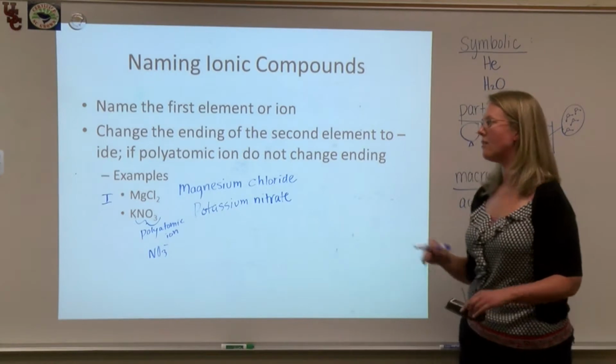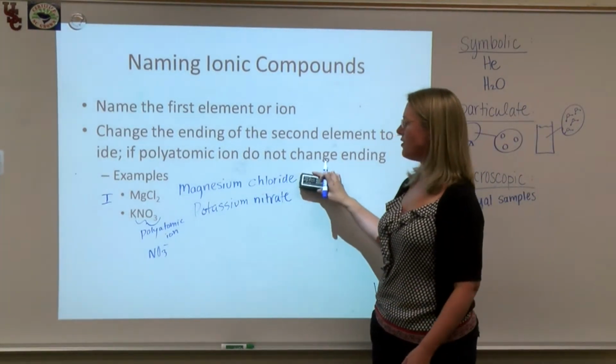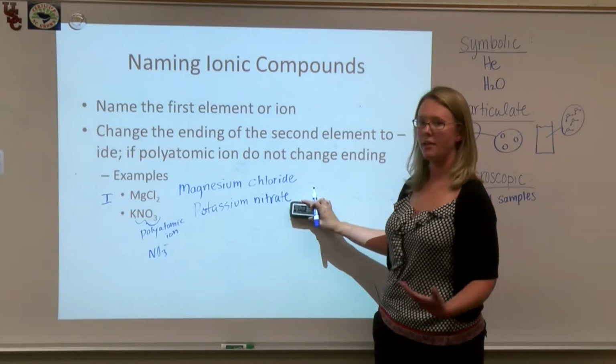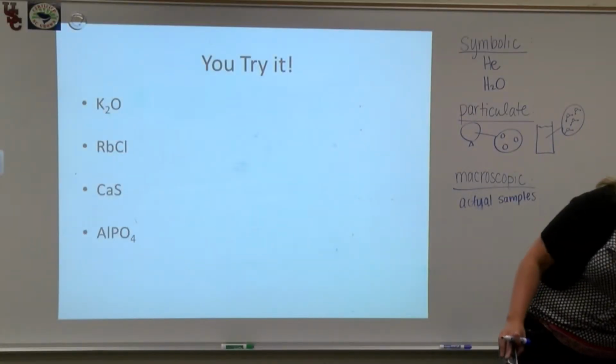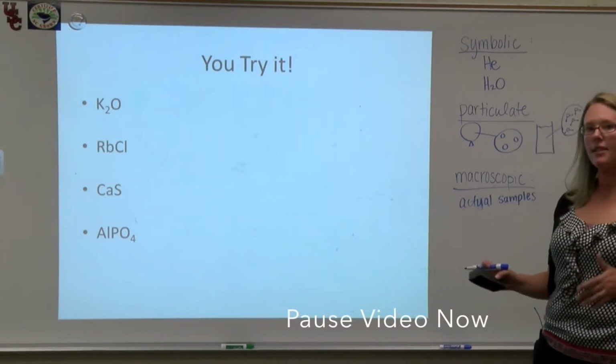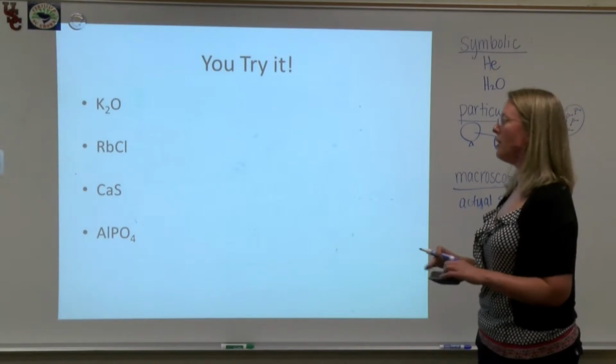Okay, so naming ionic substances is pretty simple. You name the first, name the second, change the ending to ide. Unless it's polyatomic, you just write down what it is. Okay, so I've got a couple for you to try. You might want to write these down, pause your video, see how you do. So take a minute to pause it.